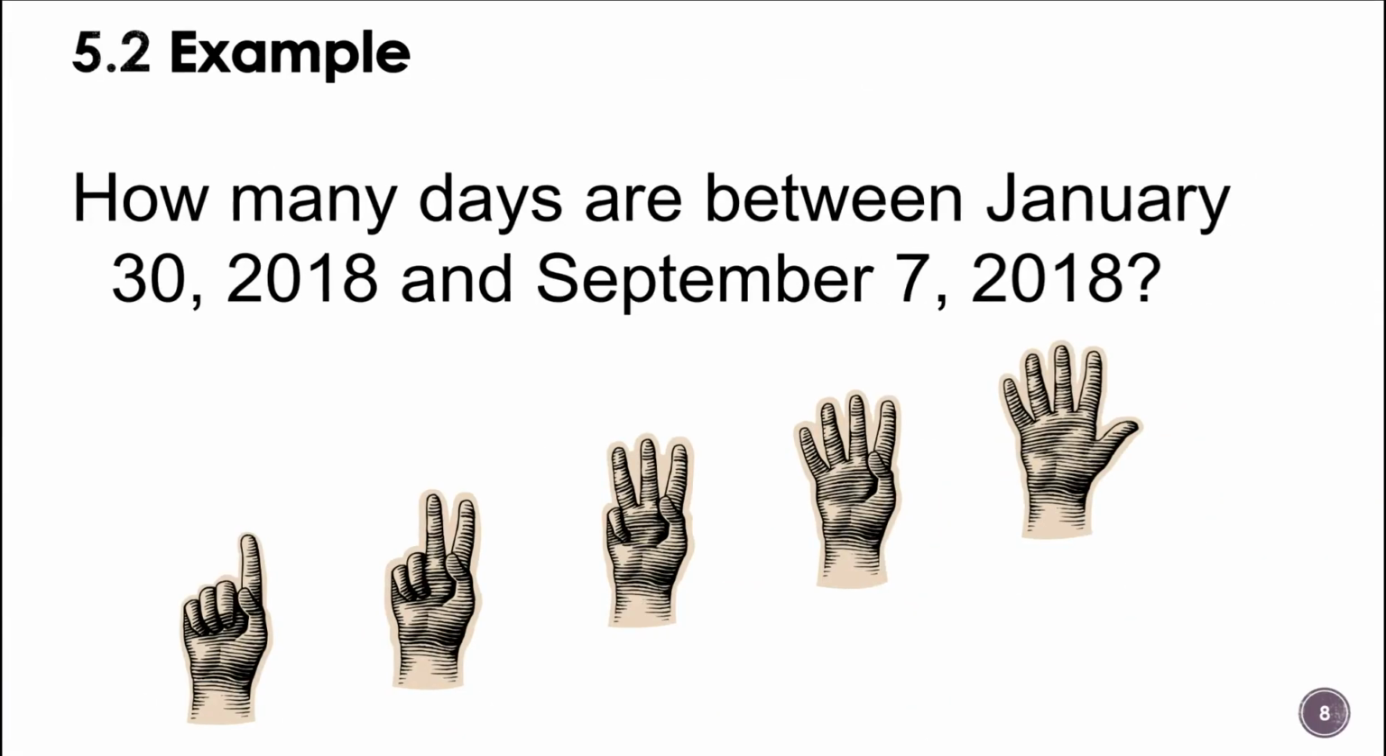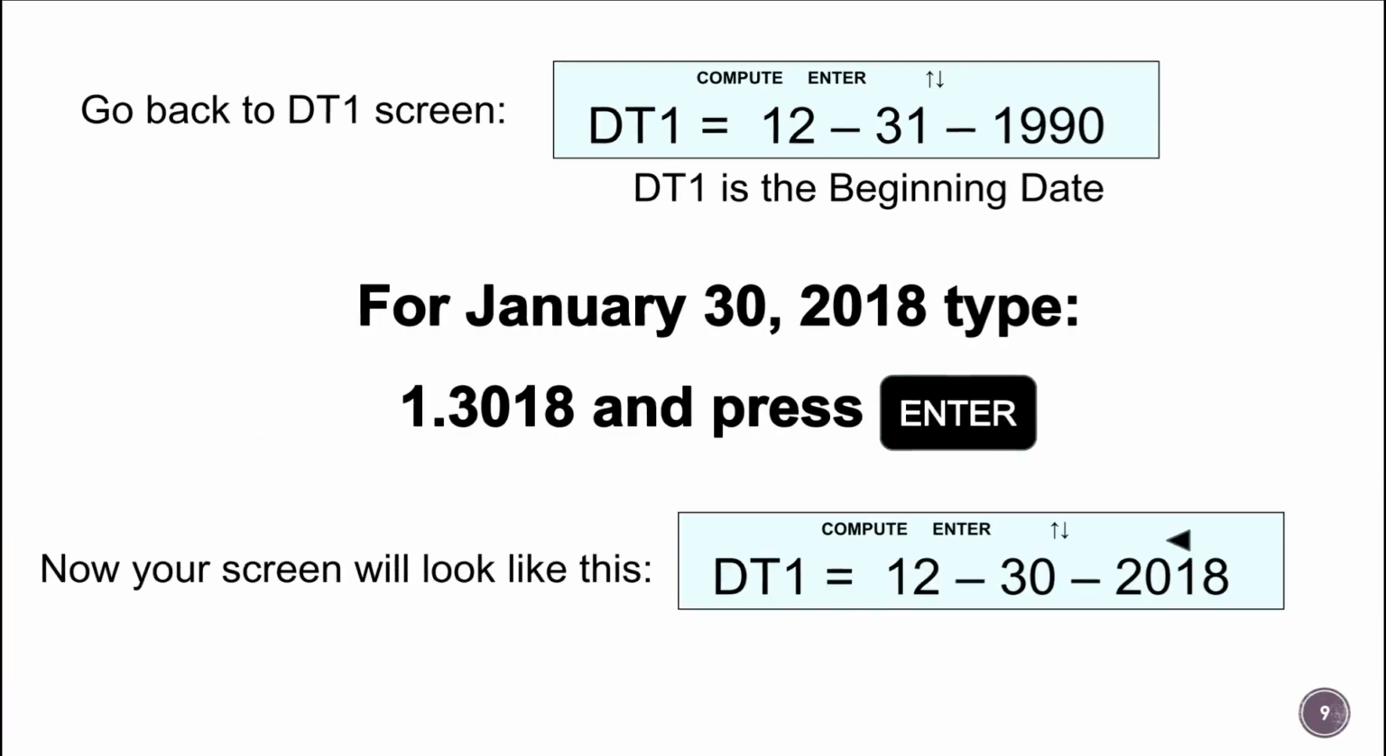So, how many days are between January 30th, 2018 and September 7th, 2018? And I'm going to walk you through this. So, we'll have to put the dates in.